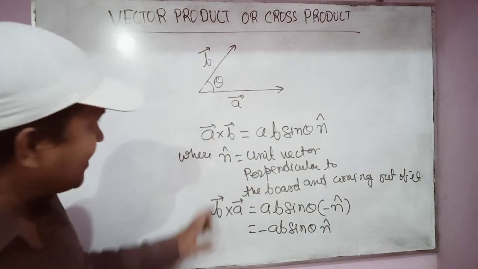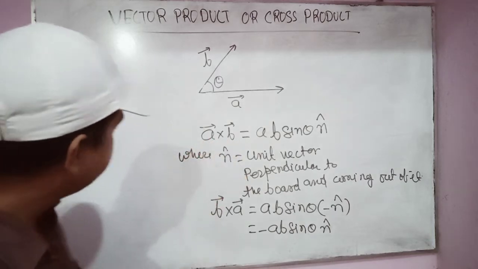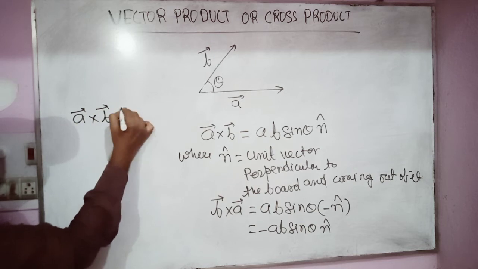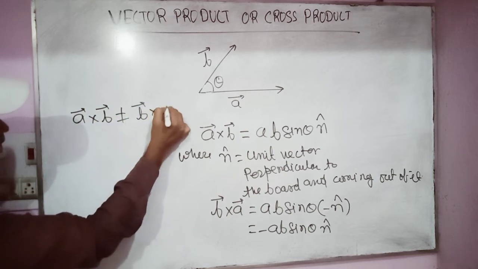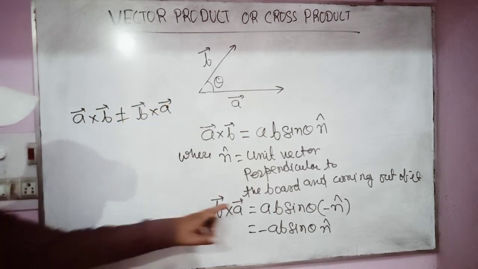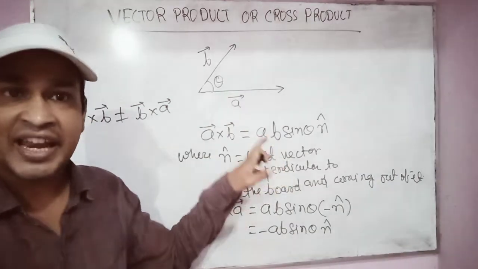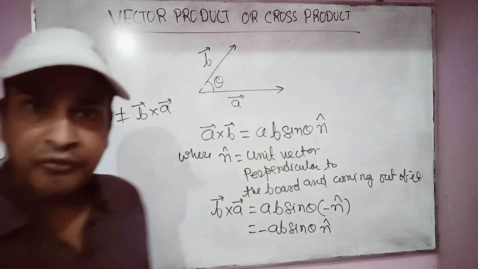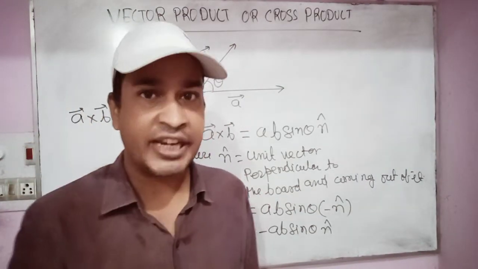So we can see that vector A cross B is not equal to vector B cross A. They have the same magnitude but opposite directions. So we can say that the cross product of two vectors is not commutative.